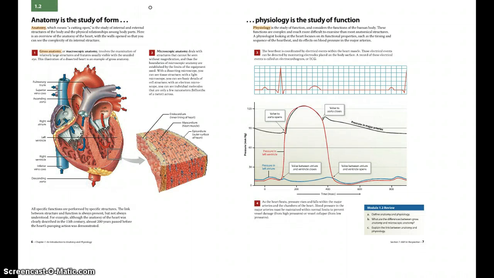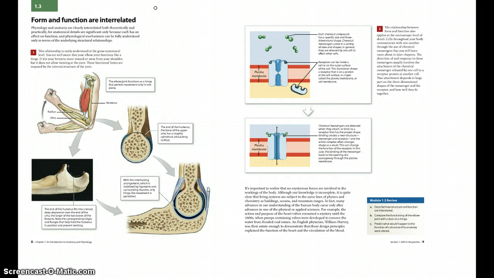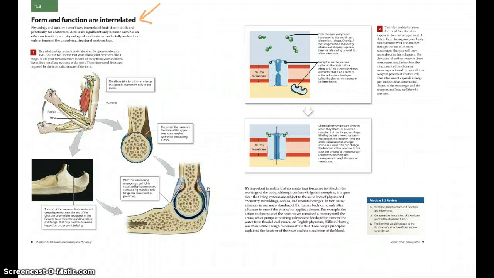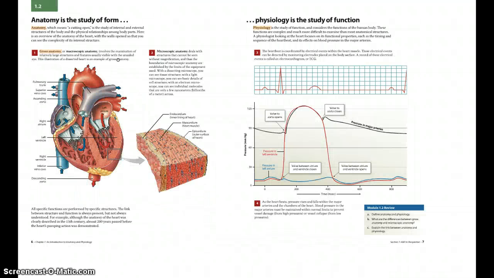So let's go back to section 1.2. We have the title, Anatomy is the Study of Form, Physiology is the Study of Function. Now there aren't really any subtitles here, so we're going to go on, and now they say form and function are interrelated. So if we go back to the preview and predicting, what we have to do now is make a prediction about the text topic. And you want to consider all three of those headings that I read aloud. What is this text going to be about? Back to my e-text, and back to section 1.2.